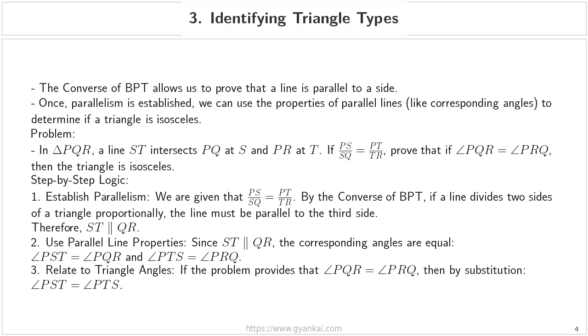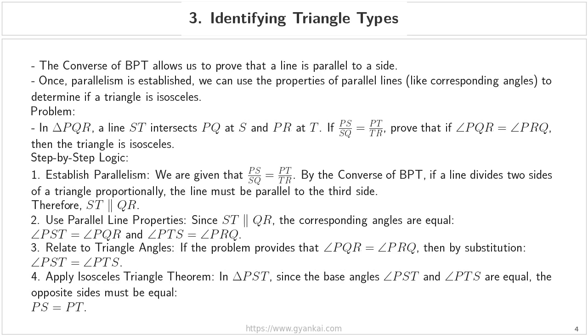Third, let's relate these back to the angles of our triangle. The problem explicitly states that angle PQR is equal to angle PRQ. Since we just proved that angle PST and angle PTS are equal to those very same angles, we can use substitution to conclude that angle PST is equal to angle PTS.